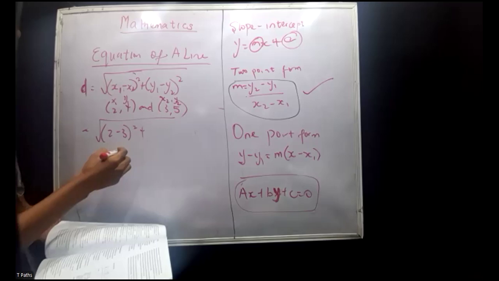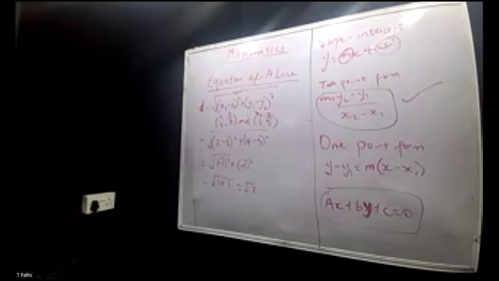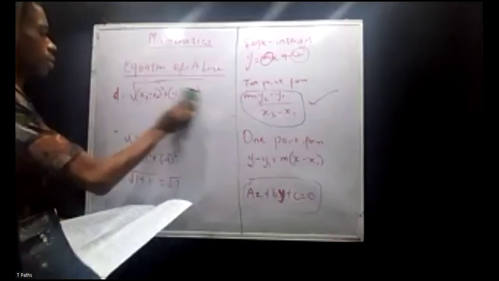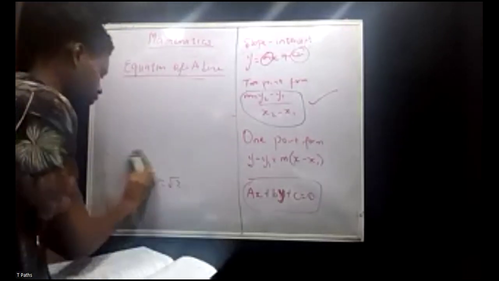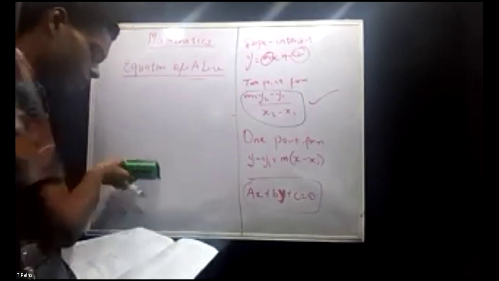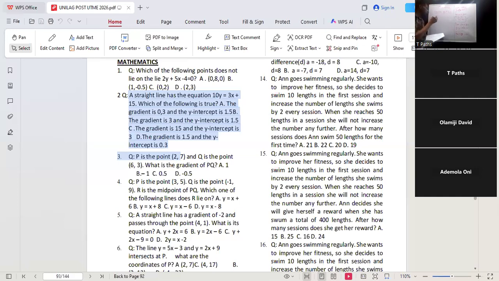All right, let's move to the next question. Page 93, question 2. A straight line has the equation 10y is equal to 3x plus 15. Which of the following is true?